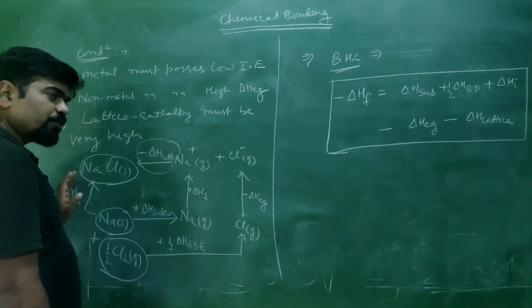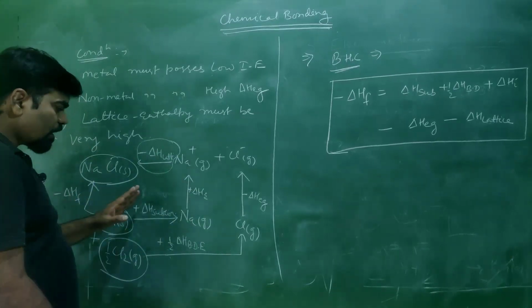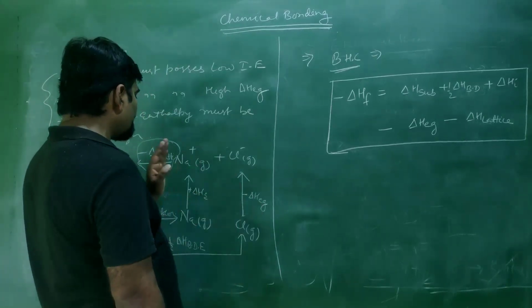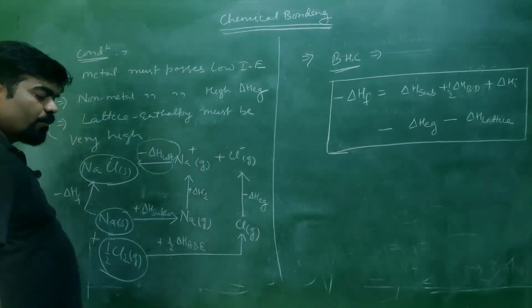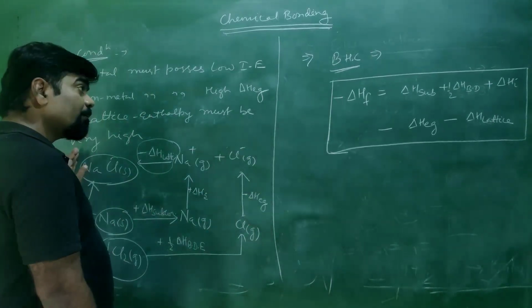Over here is the enthalpy of formation of sodium chloride. This enthalpy of formation must be the summation of all these enthalpies. So enthalpy of this plus enthalpy of this plus enthalpy of this plus enthalpy of this plus enthalpy of this will give you the enthalpy of formation of that particular ionic compound.